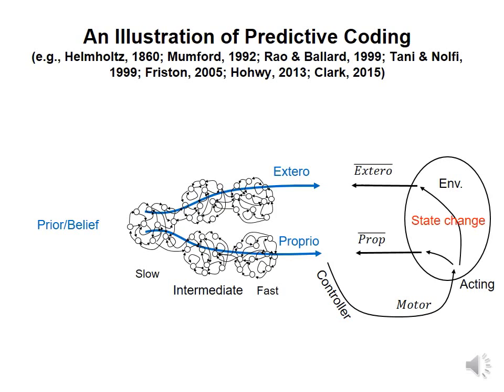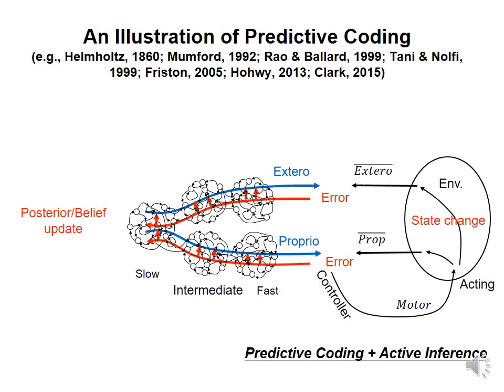If there is an error between the predicted sensation and the actual one, the error goes bottom-up. While the error is going bottom-up, the prior state at each layer is updated to the posterior value. Finally, the prior belief is updated to the posterior with the optimal values. So this is the predictive coding and active inference framework.